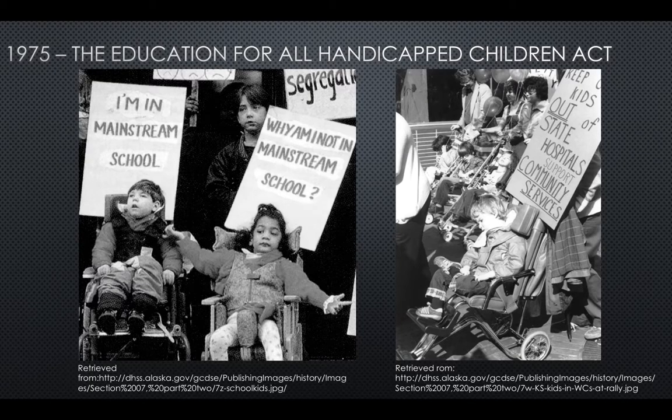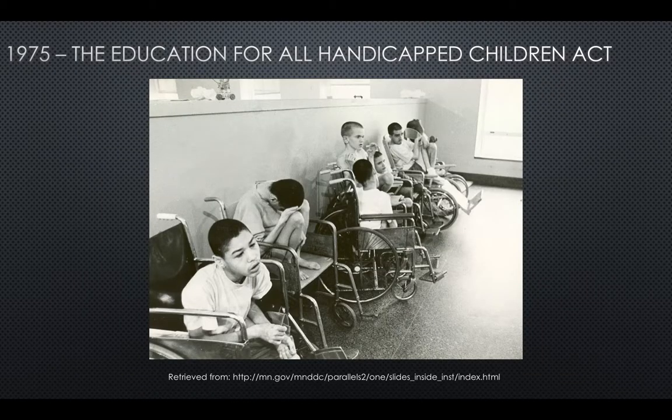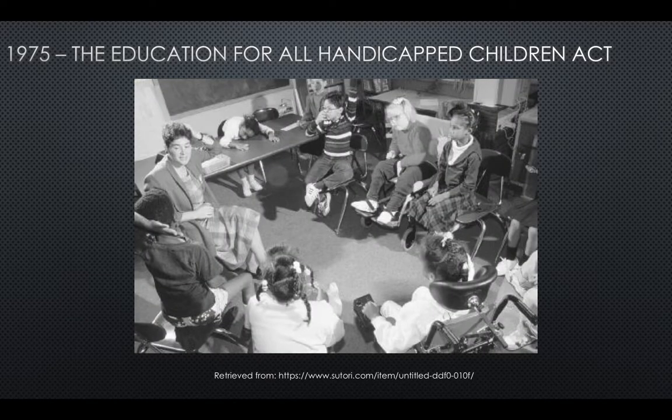Through the hard work and persistence of parents, the Education for All Handicapped Children Act was passed. This act revolutionized how children with disabilities were educated and treated in the United States. Students now had the right to a free and appropriate education in their least restrictive environment. This meant they had the right to attend their local schools and live at home instead of being sent to institutions or schools far away.